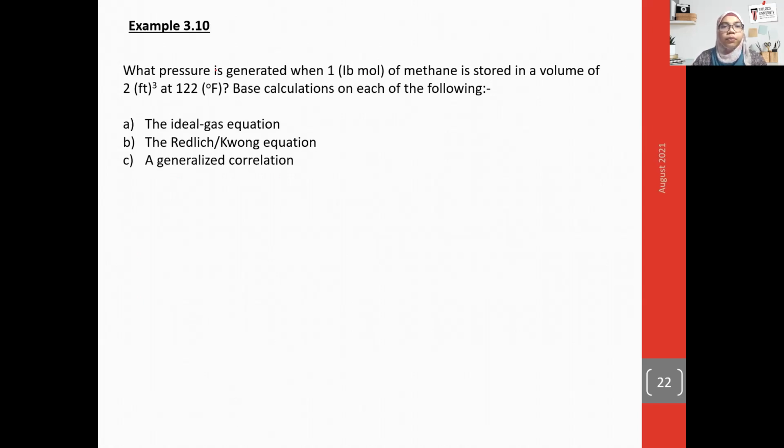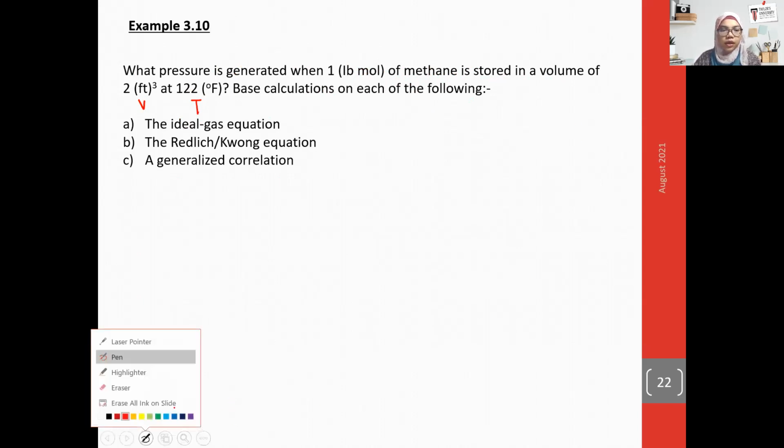Okay, what pressure? You need to define the pressure generated when one pound mole of methane is stored in the volume. We have P here, and we have the temperature. Base the calculation on each of the following. So what we need to do is to extract the information first.